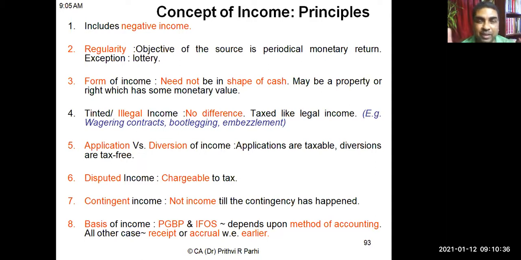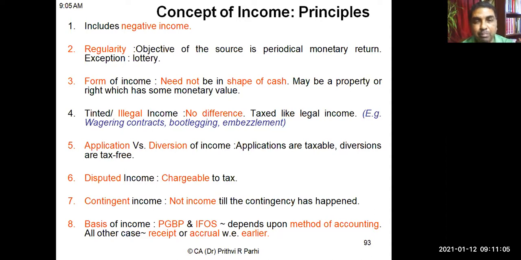Regularity is not important. Regularity indicates that it's a kind of income. Even if you are doing a single transaction, it may still constitute income. It is not necessary that all income should come regularly on a periodic basis. Take salary income: normally there is regularity in that. But lottery income has no regularity. So regularity cannot be considered as a basis.